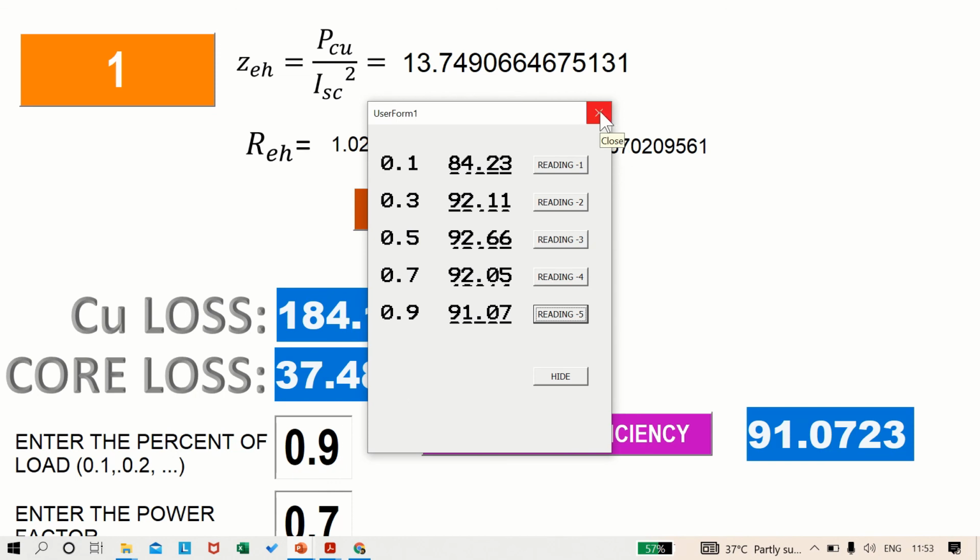So this OC and SC test is used to predetermine the efficiency at any load, at any power factor. This video will help you to demonstrate the OC and SC test.